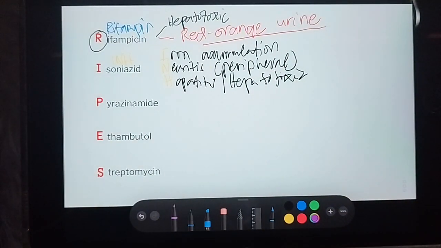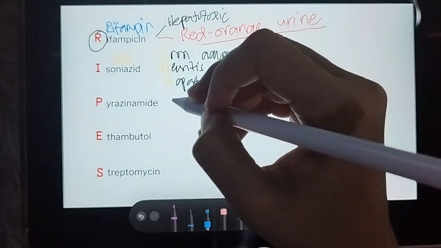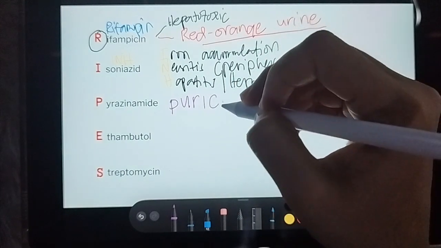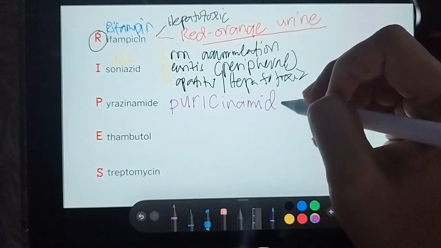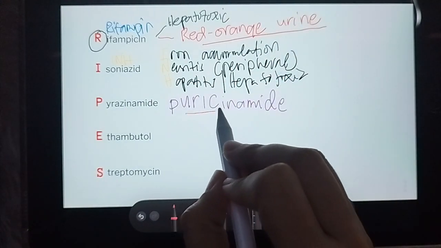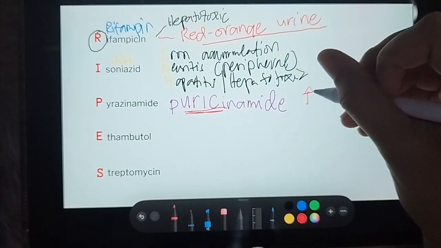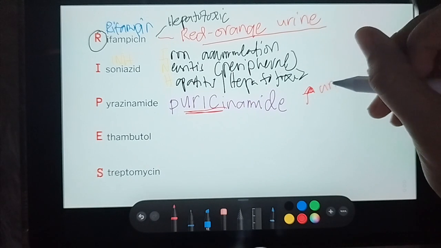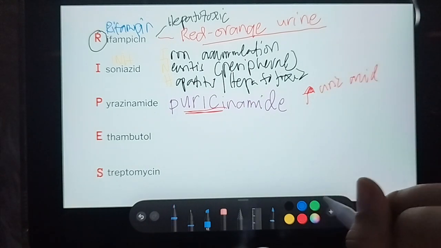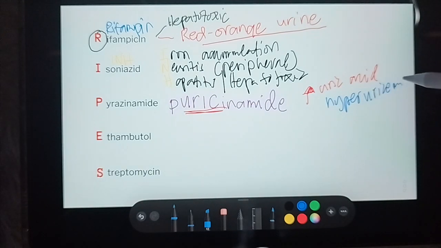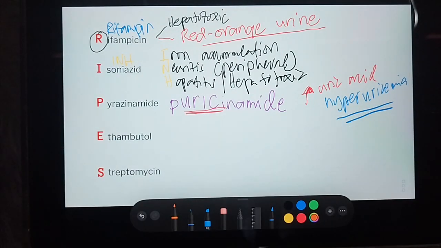Next is pyrazinamide. Si pyrazinamide, palitan mo, gawin mong pyrazinamide. Why? Dahil ang important na side effect, adverse effect ng ating pyrazinamide is the increased or elevated level of your uric acid, also called your hyperuricemia.